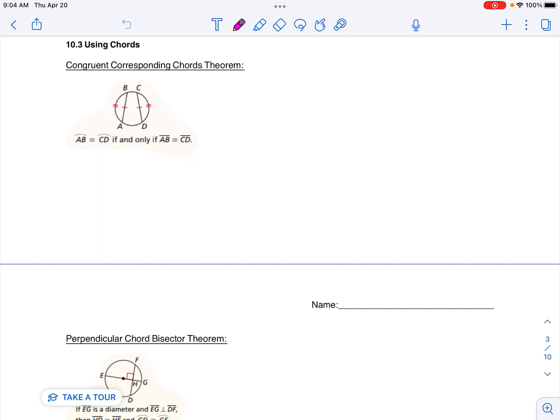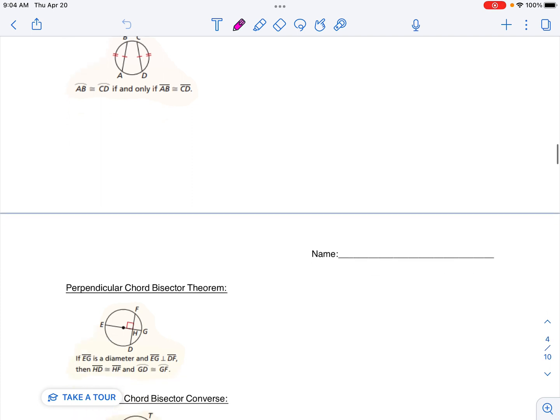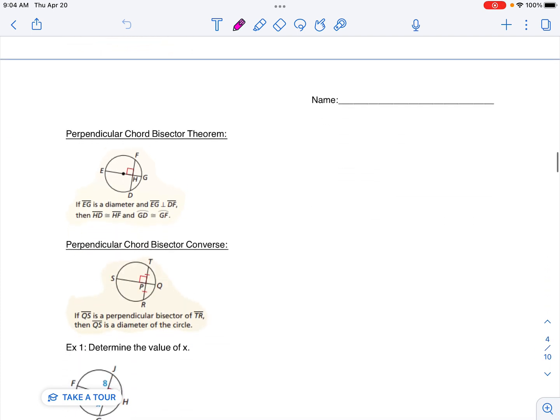Congruent corresponding chords theorem. Arc AB is congruent to arc CD, therefore the chords AB and CD are congruent. I'm not so concerned that you know the specifics of this. I'm more or less wanting you to apply this information. Same thing with these next two.